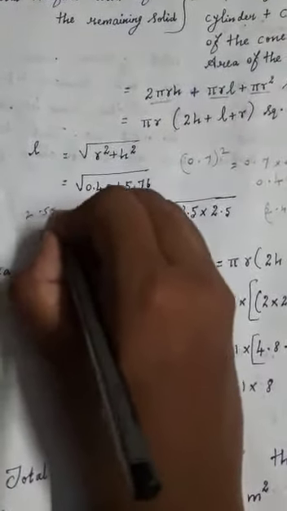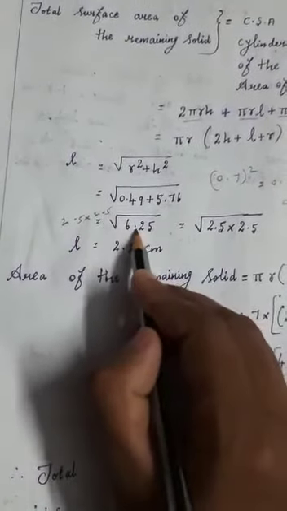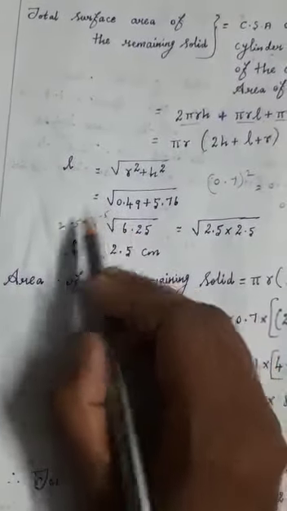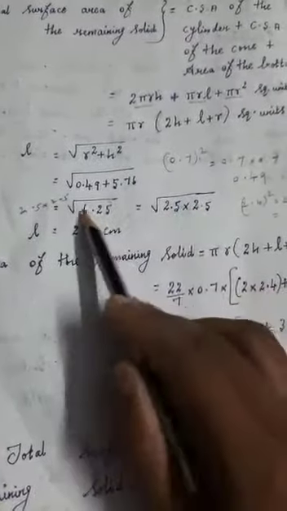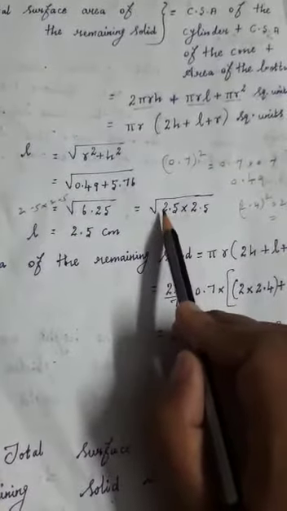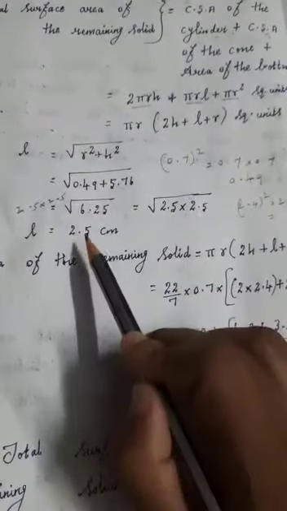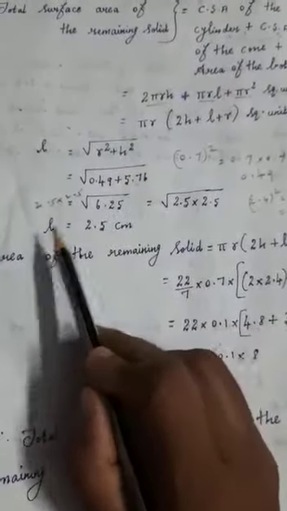2.5 into 2.5, can you take or not? Now see after the point 1 digit, here after the point 1 digit, 2 digits, so before them you can put the point. So 2.5 into 2.5 you can write. So this square root, inside two things you have, so can you make one outside? So L is equal to 2.5 centimeter. So slant height you have got.